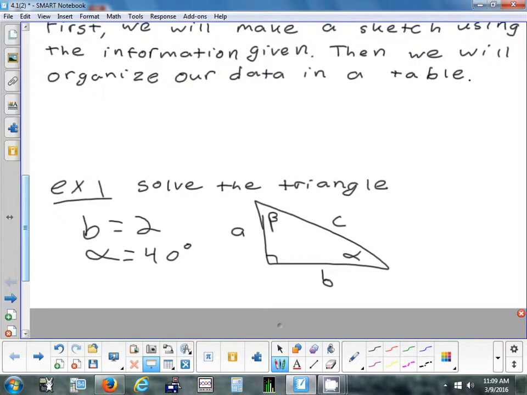This is your diagram for solving every right triangle problem. The diagram doesn't have to be to scale. The important thing is when you label it, A is always across from alpha, B is always across from beta, and C is always the hypotenuse. All right, so what I'm going to do is erase in this diagram what I know, and fill it in. So I know B is 2, and I know alpha is 40.